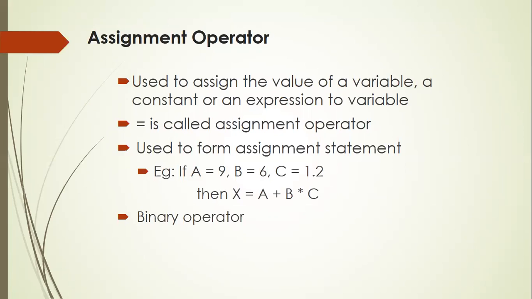So the general syntax of an assignment statement is variable equal to expression. In the place of expression, you can have one more variable. For example, X equal to Y is an assignment statement only. Or in the place of expression, you can have a constant. For example, X equal to 20, that is also valid. And on the right hand side, you can have an expression itself. So the assignment operator is also a binary operator, because on the left hand side you have a variable, and on the right hand side you have either a variable, constant or an expression. So we have two different components. Therefore, the assignment operator is also considered a binary operator.